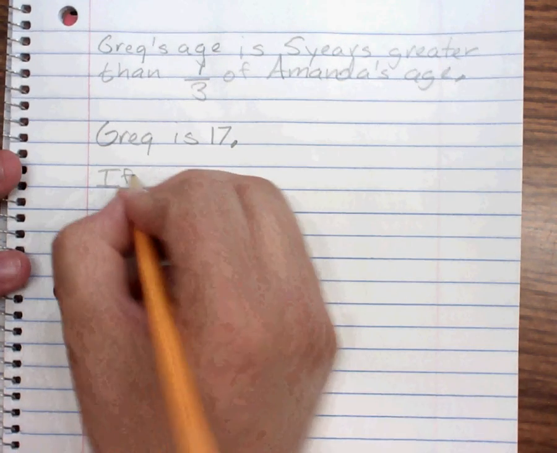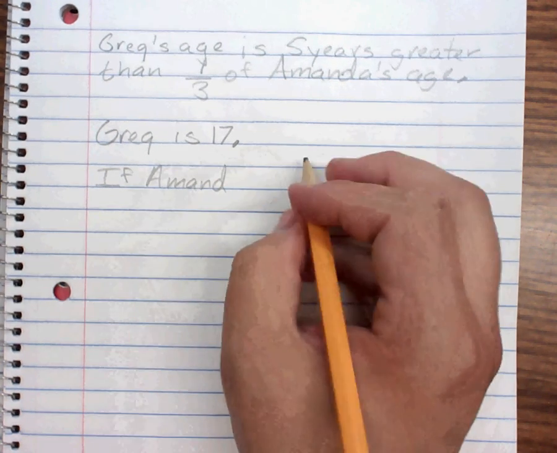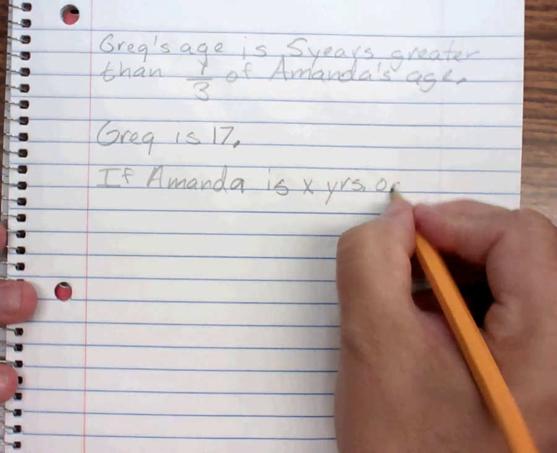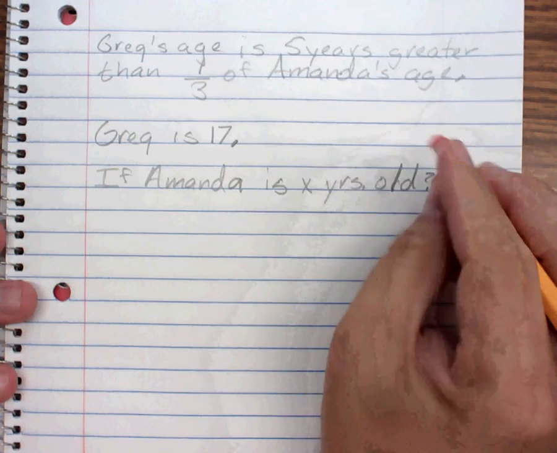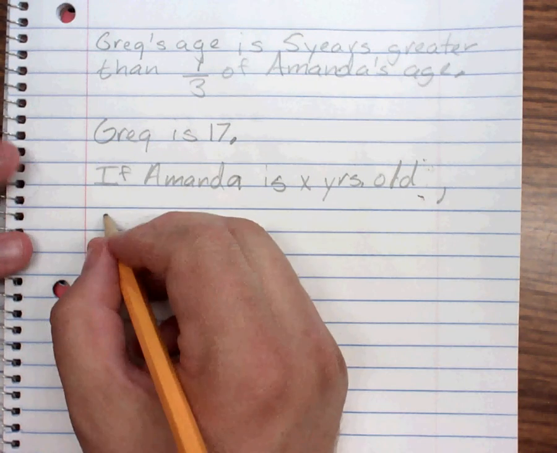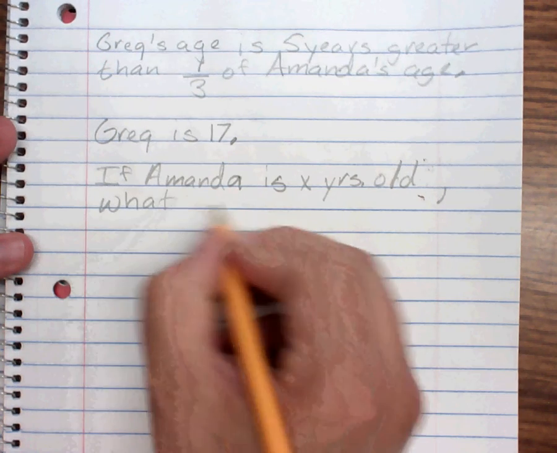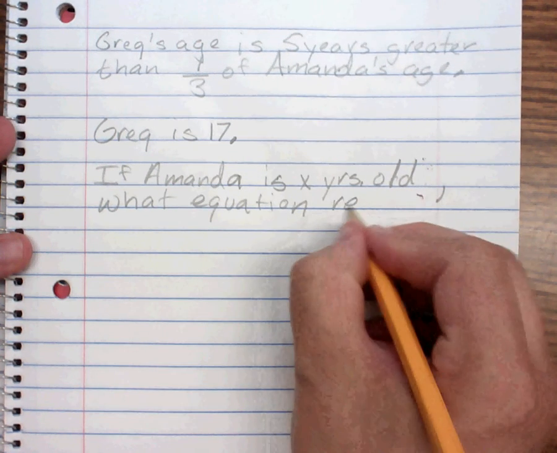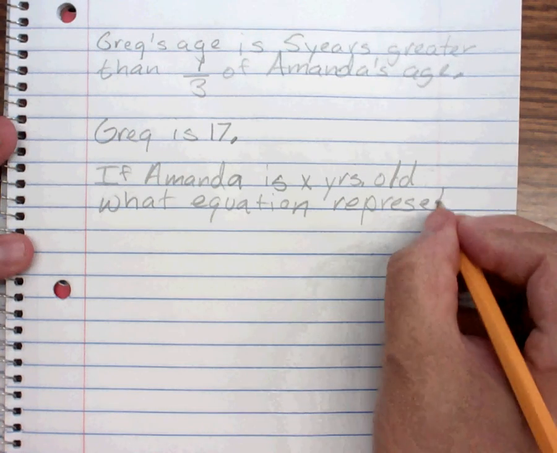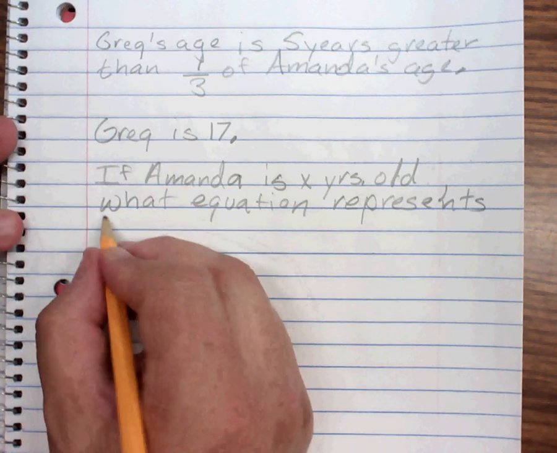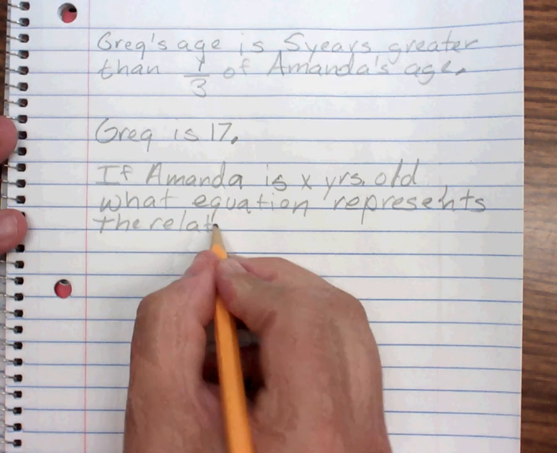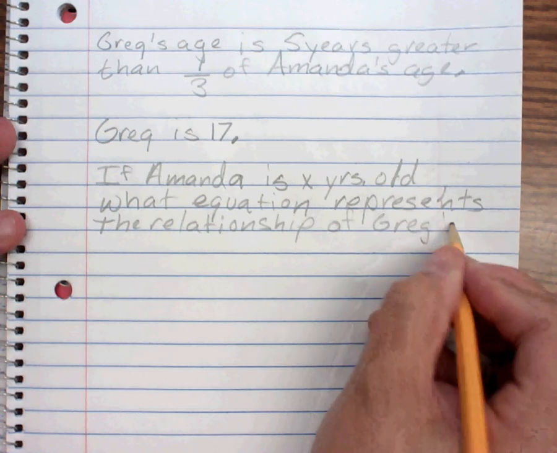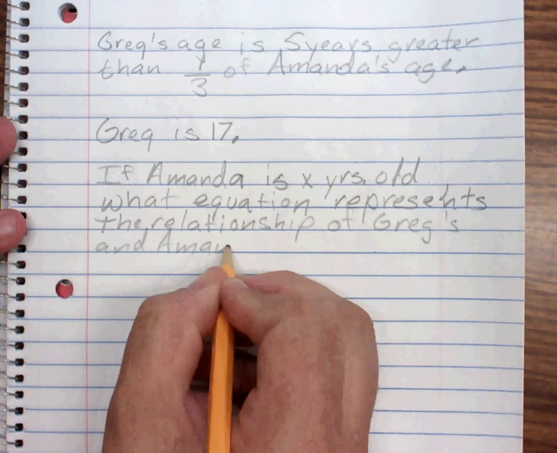Here comes the question. If Amanda is x years old, what equation represents the relationship of Greg's and Amanda's age?